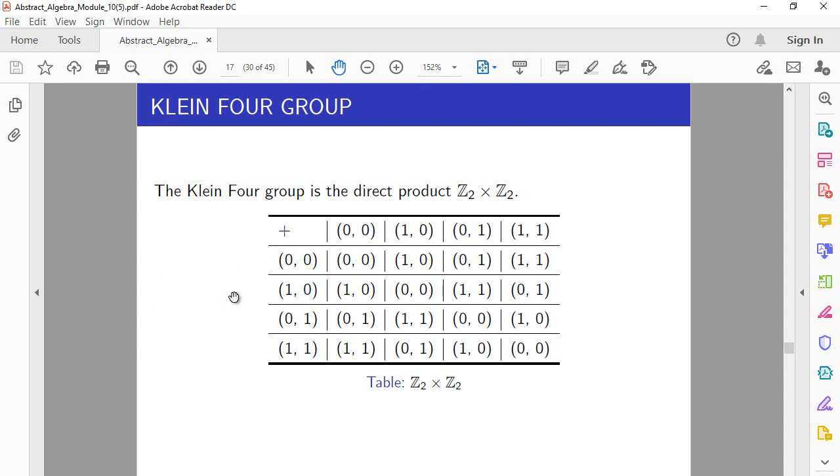One thing I would like you to realize is that the order of each of these elements is 2, except for the identity element here. So if you look at (1, 0) and (1, 0), if you add (1, 0) twice, you're getting the identity. So that means the order of (1, 0) is 2. Similarly, the order of (1, 1) is also 2, because (1, 1) added with (1, 1) is the identity. So every non-identity element here has order 2.